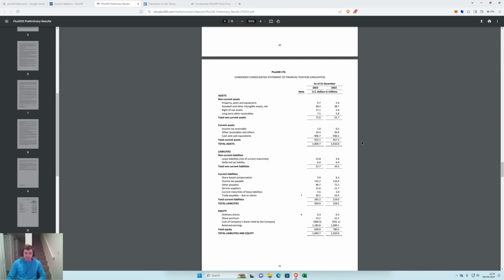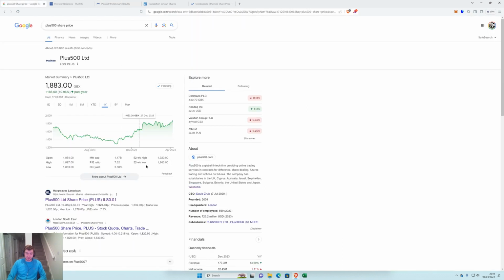Now, what you notice is if you look at the cash and cash equivalents, they have $900 million in cash. Now, the reason why that's so important is because the market cap is 1.47 billion. So the value of the company is, let's say, 1.5 billion, and they've got $900 million in cash.